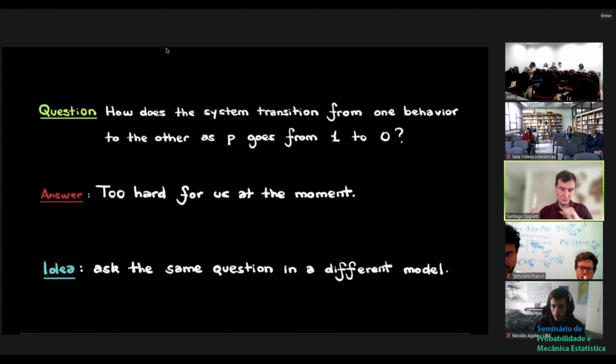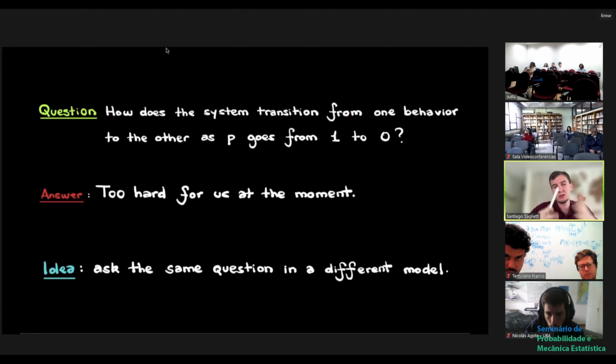Okay. So the question that somehow drove us to study a variant of this model is the following. How does the system transition from one type of behavior for p equals 1 to the other type of behavior, Gaussian fluctuations, for p equals 0? So how does the system transition as one goes from p equals 1 to p equals 0? Is there a kind of critical parameter of p?